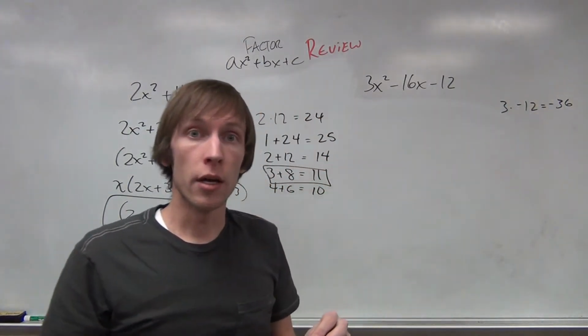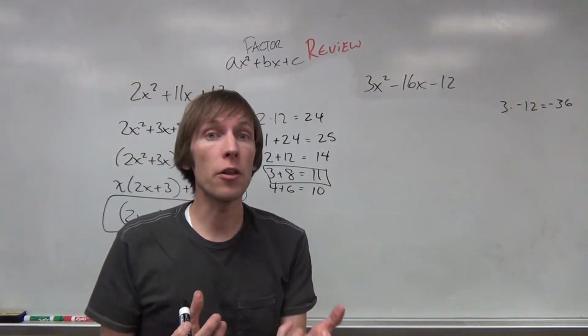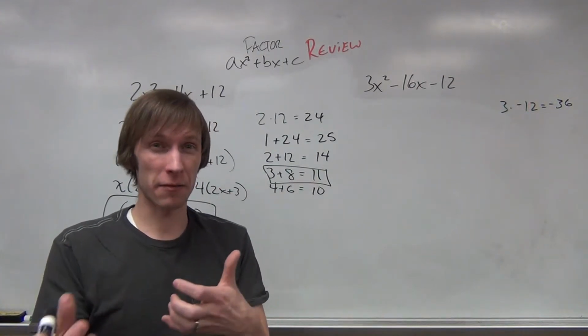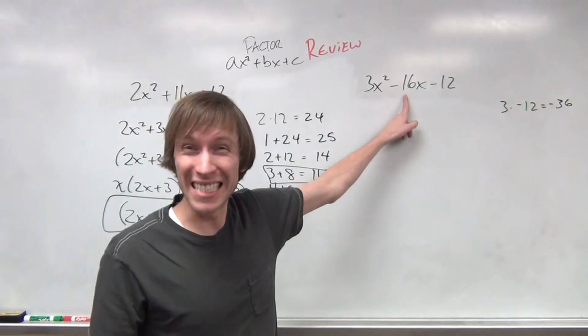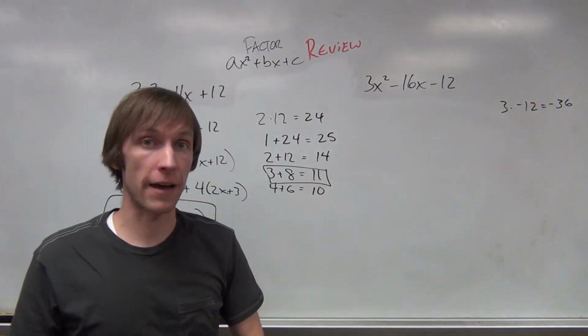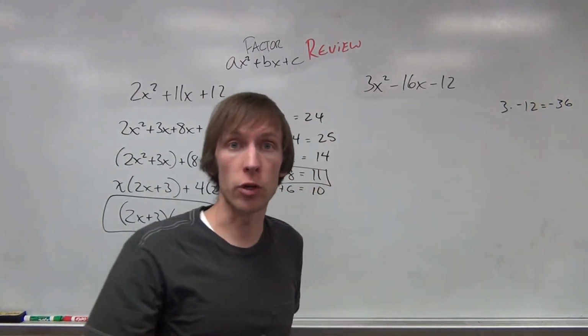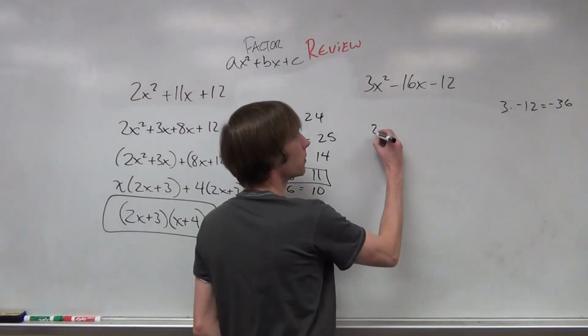All right, so that means that one of the factors is going to be positive, the other factor is going to be negative. When we add them together, we're going to have a negative and a positive. In this case, since the number in the middle is negative, we know that the bigger factor is going to be the negative factor. In this case, it's going to be positive 2 and negative 18.